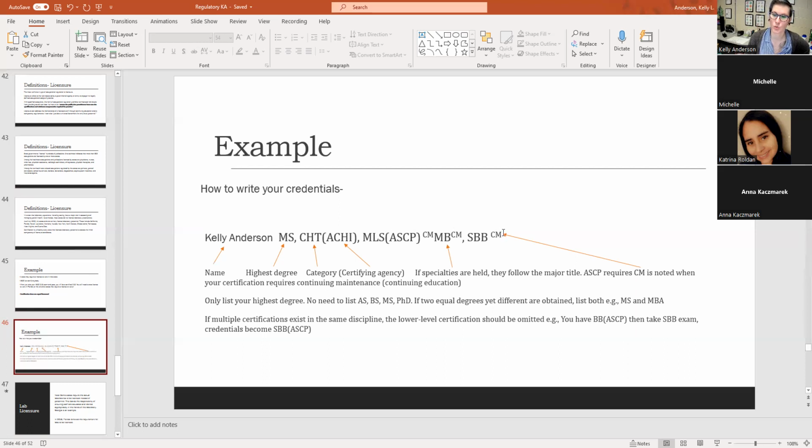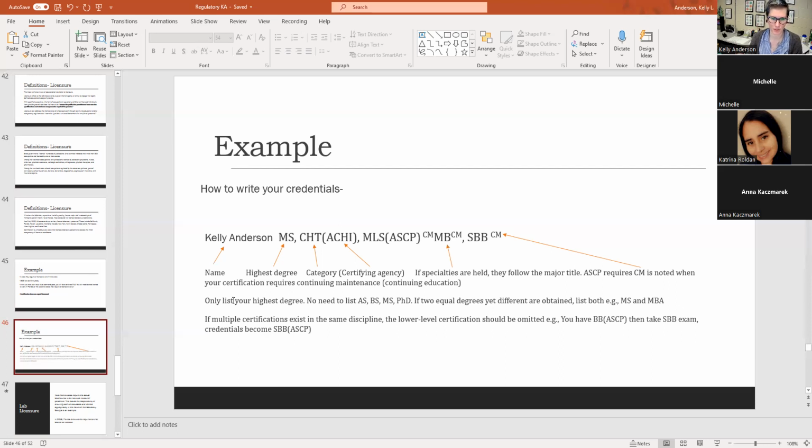And then if you have a title that requires continuing maintenance, which MLS does, they require that you do continuing education and turn that in every 3 years. You must write CM after your name, because your certification requires that continuing maintenance. If you forget to turn in your continuing education after 3 years, you are no longer certified. So remember that.